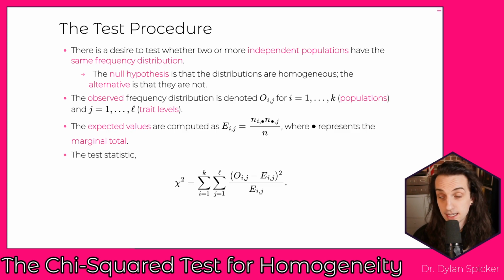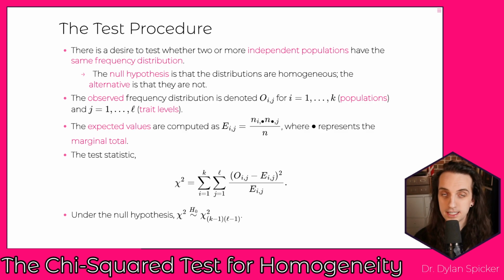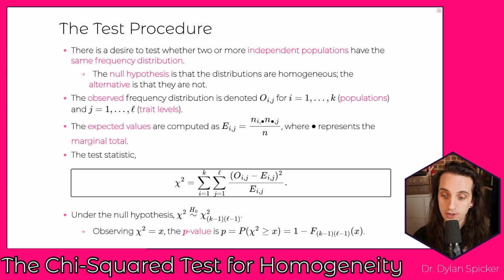The test statistic is then to take the sum of all of our observed values, subtract off our expected values, square that, and then divide by the expected value. Again, we're summing over both of these indices, but we can think about this as just summing over the whole contingency table. If the null hypothesis is correct, then this test statistic is going to follow a chi-squared distribution with (K-1)(L-1) degrees of freedom. We can use that as our null distribution to derive our p-value.